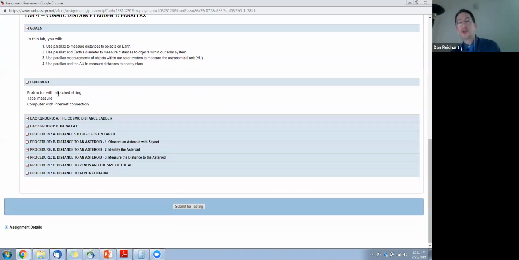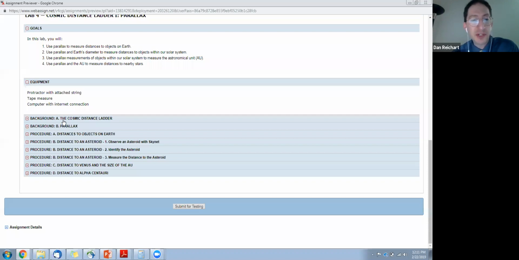Equipment: a protractor with attached string. We use this in the globe and lights version of lab 2, so you get to reuse it. A tape measure or a yardstick or something. You'll see you can have some flexibility in how to measure the distance in just a second. And a computer connection for the Skynet stuff.